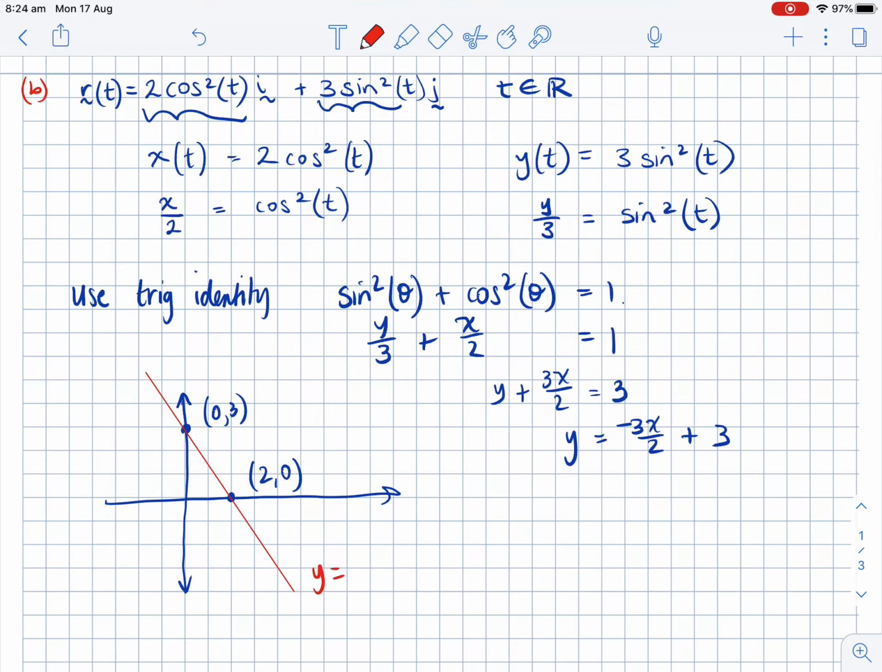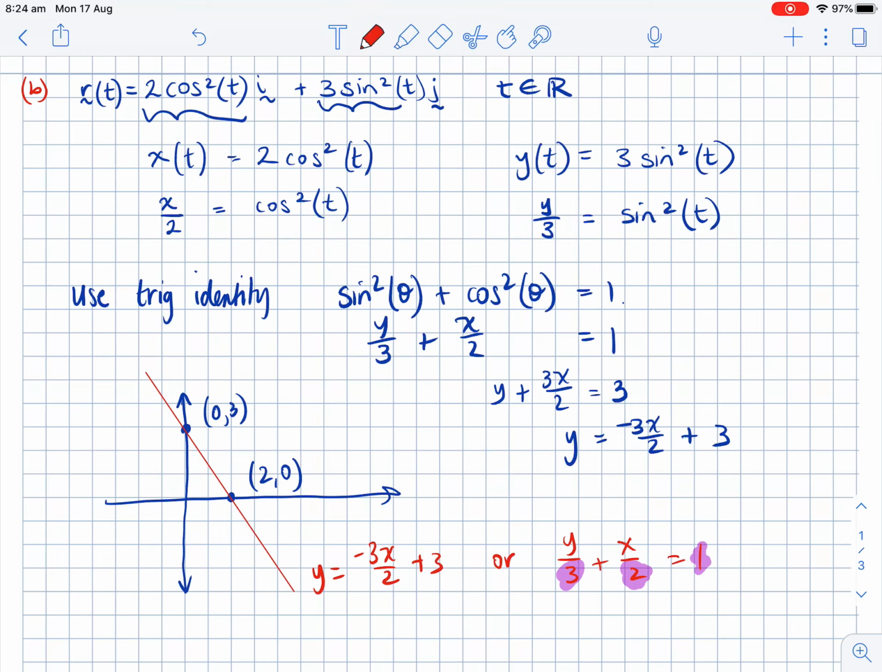So this is y equals negative 3x on 2 plus 3, or there's nothing wrong with leaving it written like this because it is a relation. And as I mentioned, if you haven't seen it before, this is called a linear equation in intercept form, where the value that I divide x by is the x-axis intercept, and the value that I divide y by is the y-axis intercept. It only works when it's equal to 1. But if you recognise that, that's a cool shortcut.